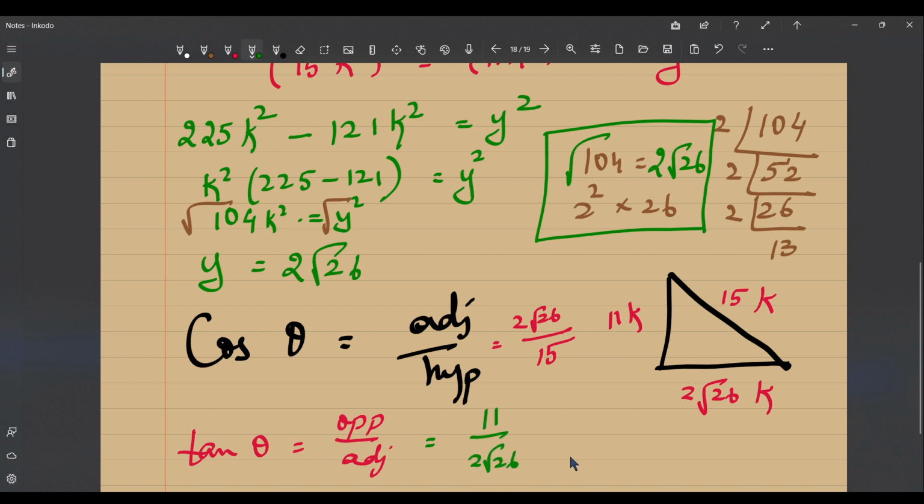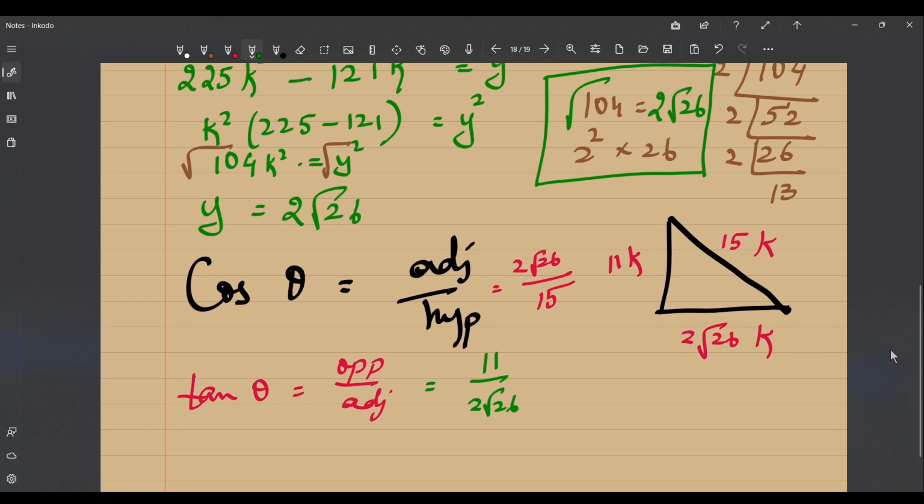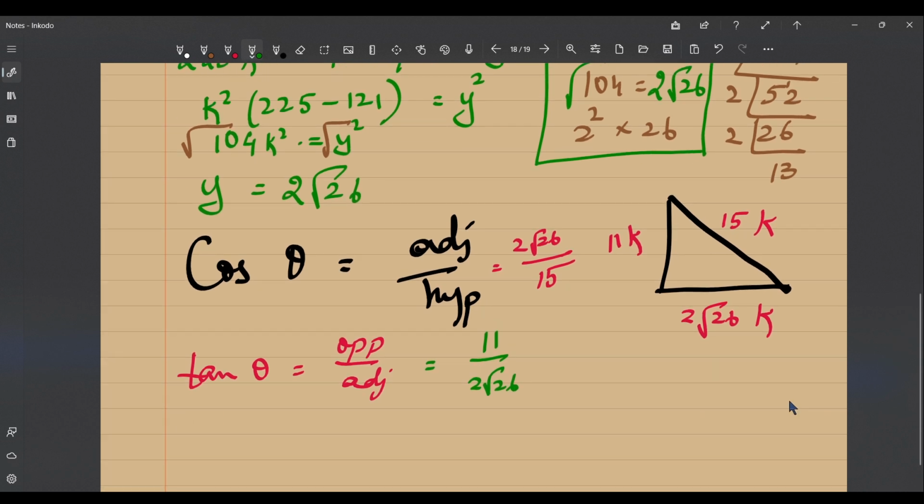Now there are 3 more ratios to be done, and all these 3 ratios are just the reciprocals of the first 3 ratios. So there are 2 ways to do it. Either recollect what they are: secant theta, cosecant theta and cot theta. Cosecant theta is 1 by sine theta, and cot theta is 1 by tan theta. So you can in fact write down the reciprocals from what you have found so far.